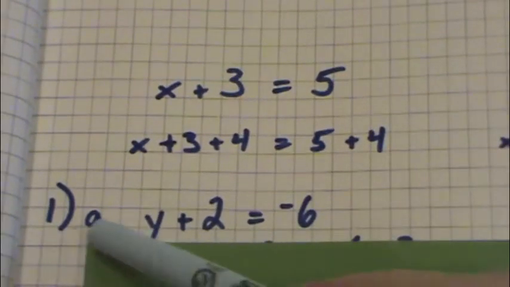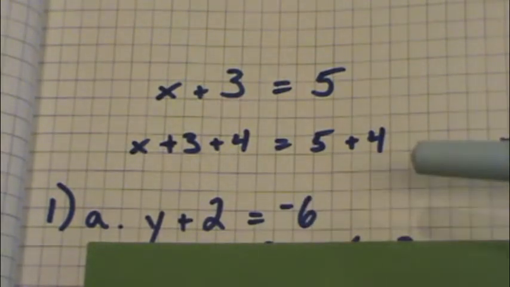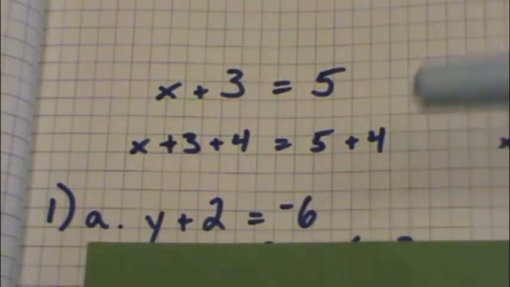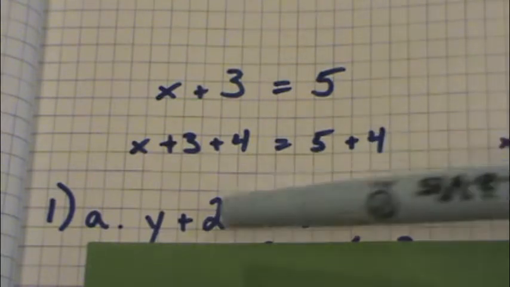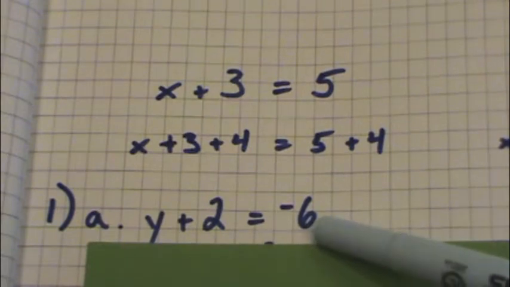So, problem number 1A in your book. You know the routine by now. Either do it with me or stop the video and then check your work, whatever works for you, but this problem needs to be in your book. y plus 2 equals negative 6.